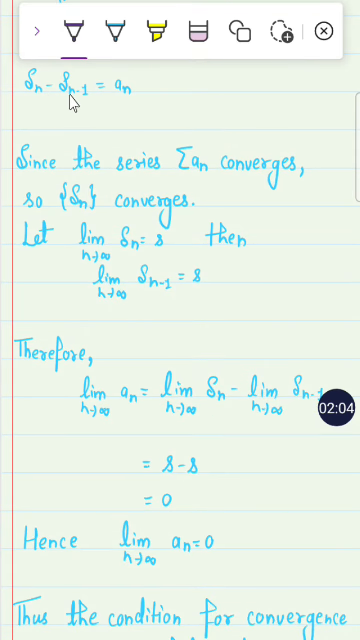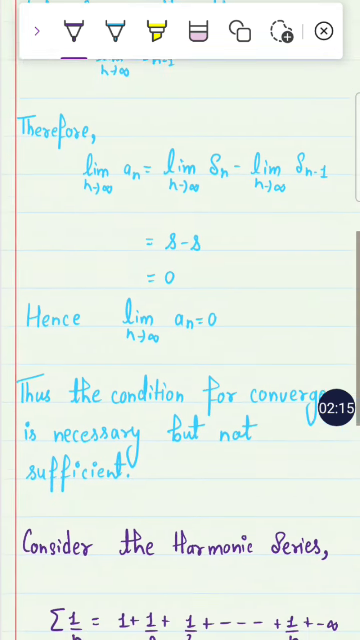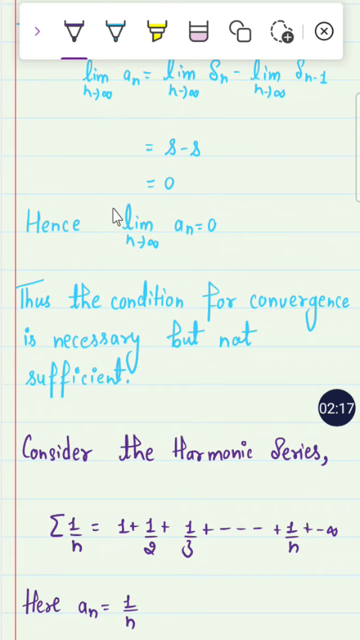This implies the an term, what is the an term? The an term is Sn minus Sn minus 1, right? So taking the limit of this becomes 0. This implies that the nth term an is equal to 0 as n tends to infinity. This condition for convergence is necessary, but not a sufficient condition, right?